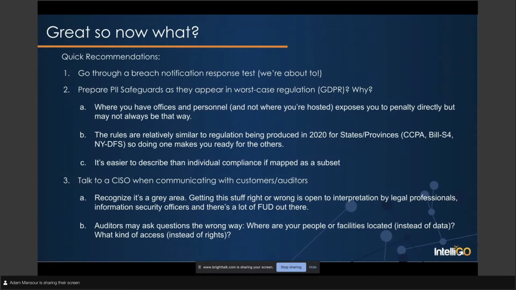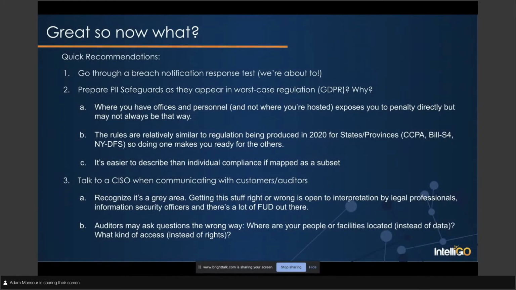B, when you look at the rules that are actually happening throughout different states and provinces, they mirror the GDPR. So following one standard typically gets you away with following other ones that are sort of copycats of that regulation. And while that's not a hard and fast and exact rule, it's becoming more and more common that what they're really doing is building mini GDPRs out of state and provincial regulation. It's also easier to describe individual compliance when you map to a subset. So it's easier to say, look, we did GDPR and we map it to the rest than trying to do them all at one time.